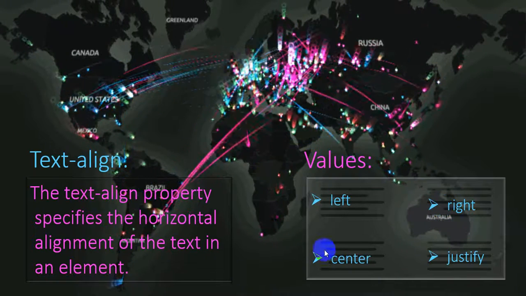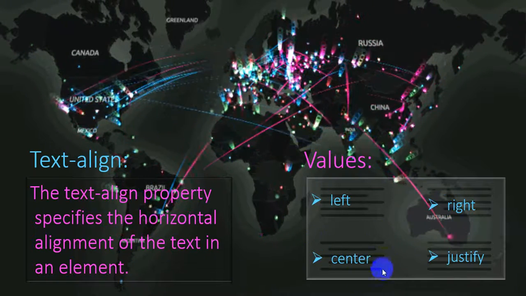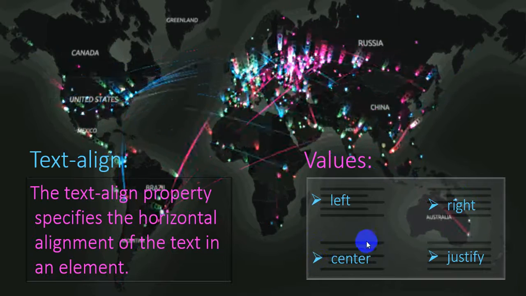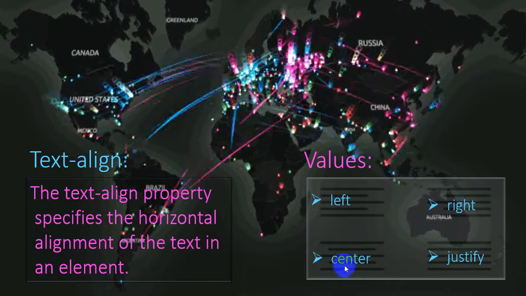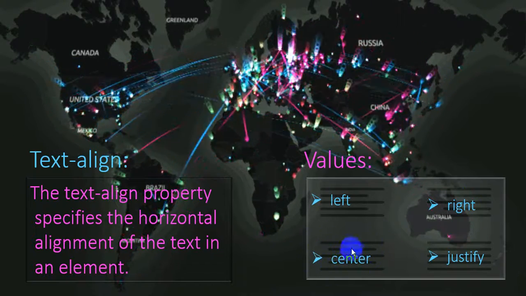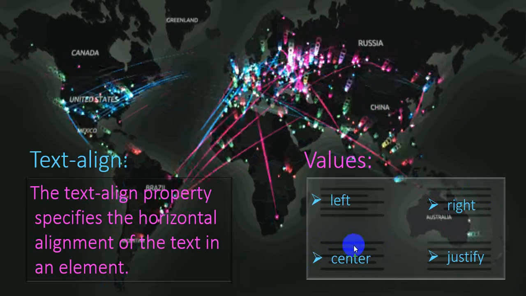And see the center. Suppose this is a whole page, okay, and the first line is in the center, second line is center, third line, fourth line and fifth line. So just see the background, I have taken a black color line, okay.